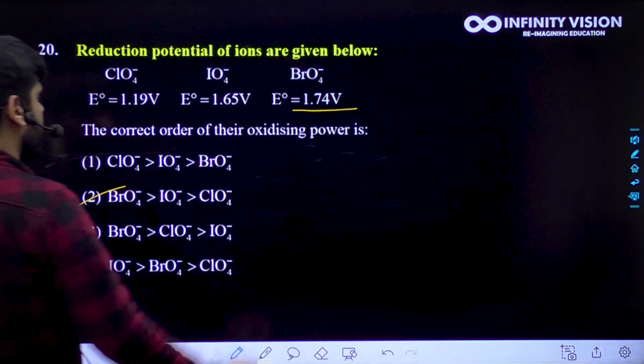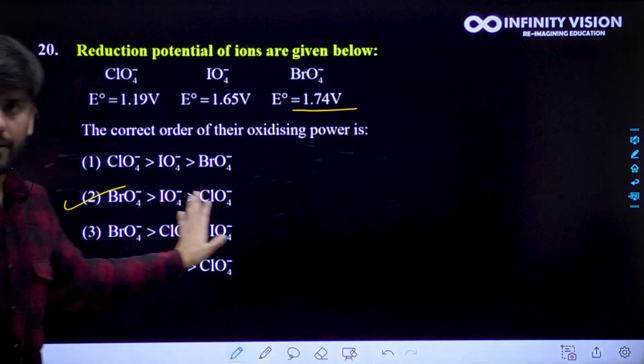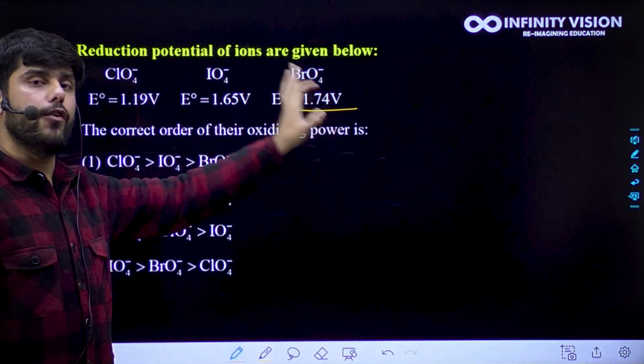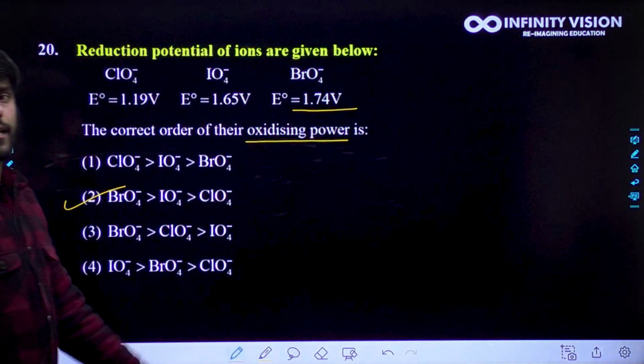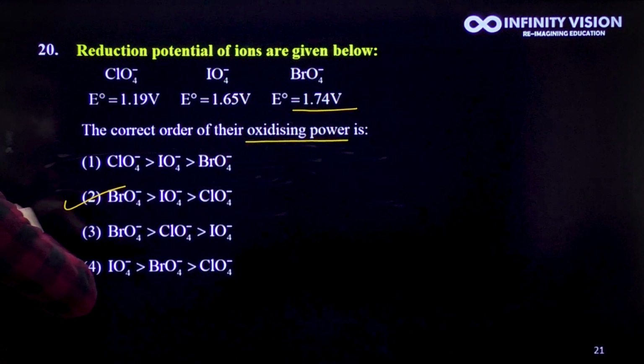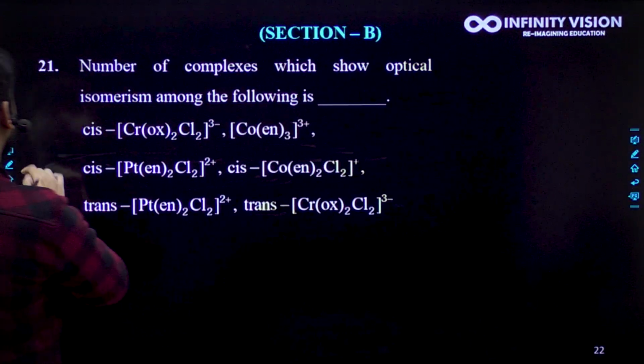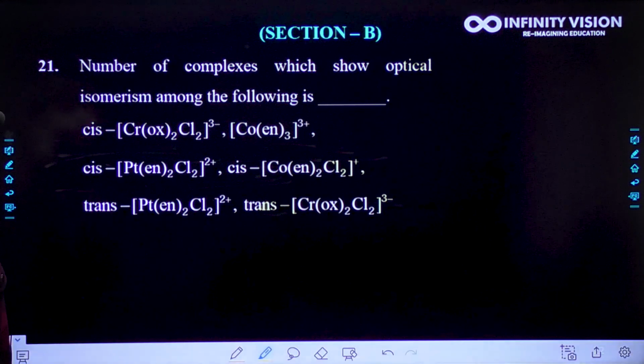So B is the right answer, right? B is the right answer because it has the highest value of SRP, so more will be the oxidizing power. All right, let us discuss the next question. Coming to section B, all right.